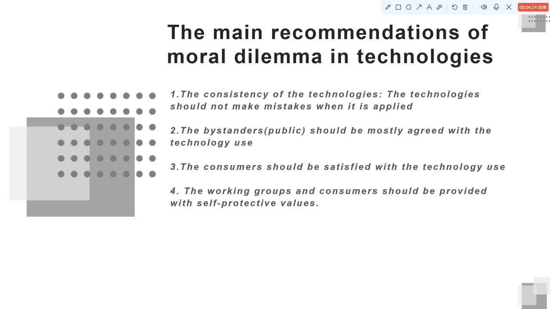Here are some of the main recommendations for moral dilemmas in technologies. The first is the consistency of the technologies. Technology should not make mistakes when it is applied to the machine or whatever, so technology can be used by people perfectly. The second is the bystanders. The public should mostly agree with the technology used in the moral dilemma or moral questions. Third, the consumer should be satisfied with the technology use.